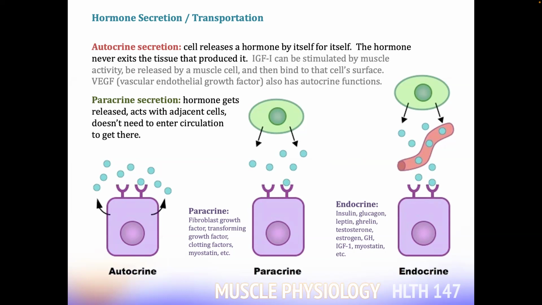For paracrine signaling, a cell releases a hormone and it binds to a neighboring cell. It doesn't go into systemic circulation. It stays local. It's like lending eggs to your neighbor. If eggs were a hormone, that's paracrine.